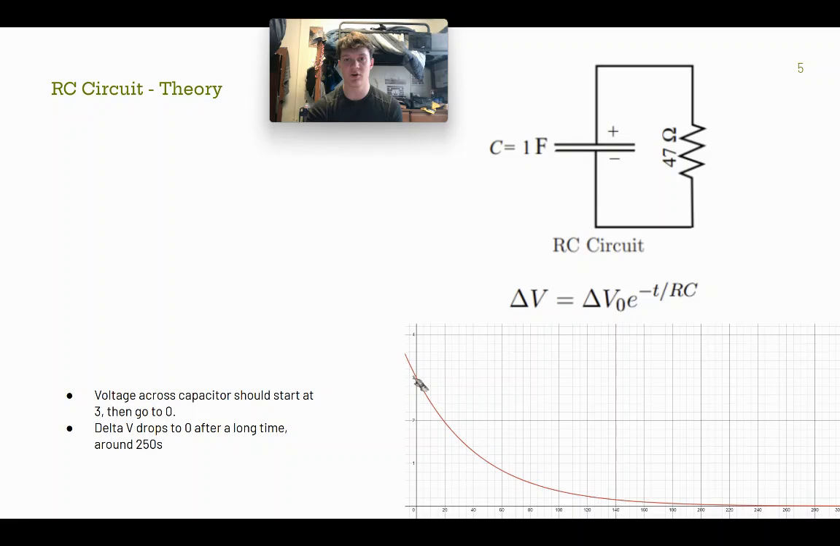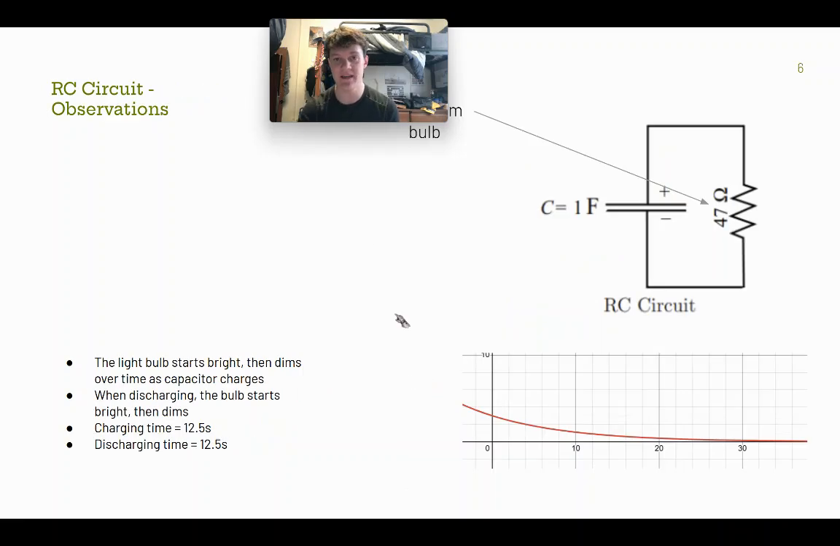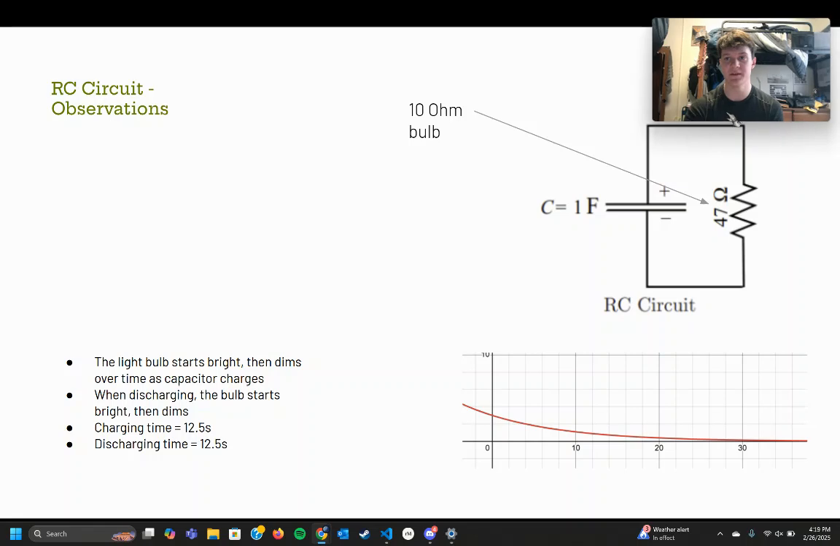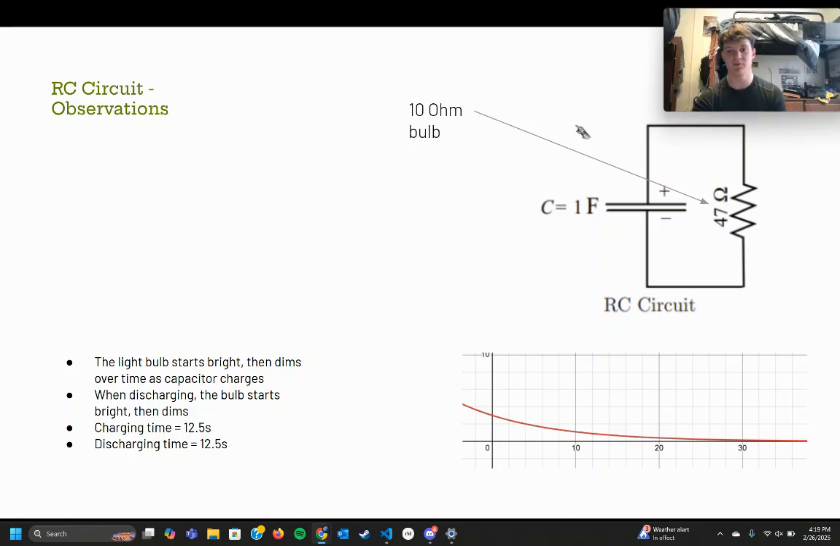So if we go to what we did in our experiment, we put a 10 ohm light bulb in this circuit instead of that 47 ohm resistor. And what we found was as the circuit charges, when it has battery put in it, the light bulb starts bright but then goes dim. And when the light bulb is connected just to the capacitor, it starts bright and then goes dim again. So we found that the charging time of the capacitor is 12.5 seconds, which is equal to the discharging time.